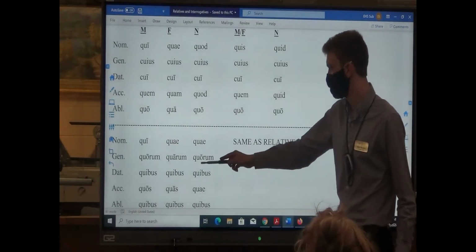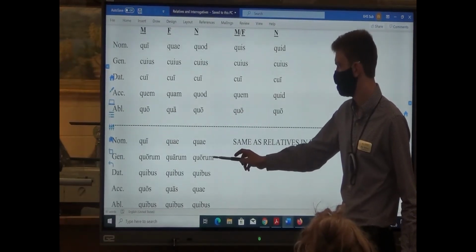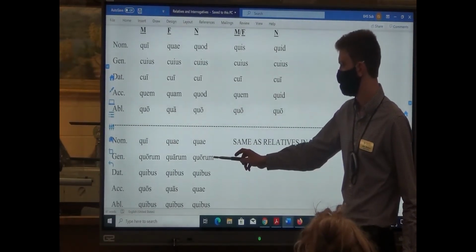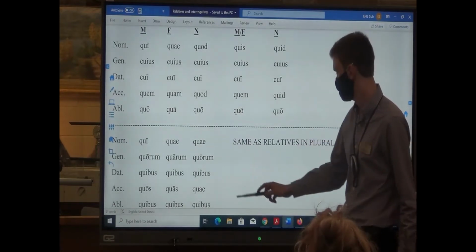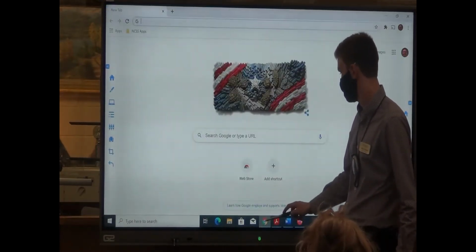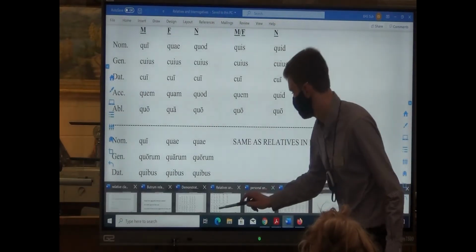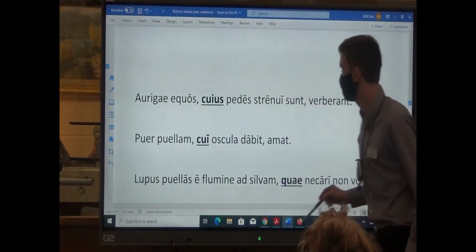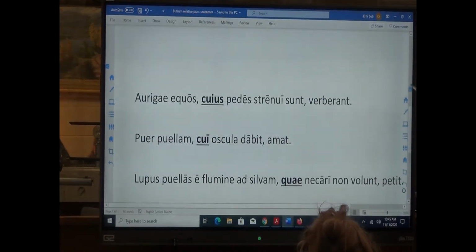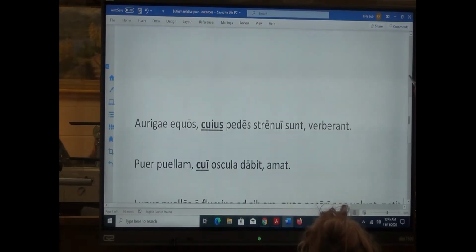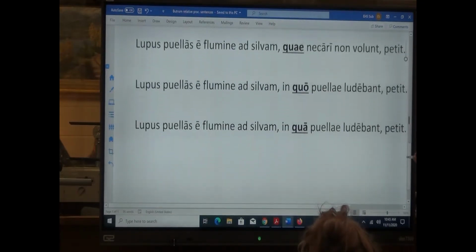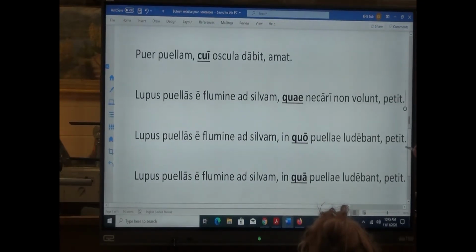So it should be quorum, not quis, because they're not matching in number. That was my fault, guys. So you know what? Let's cross out that sentence and go to the next one. Ignore it. Happens. Okay. It is what it is.